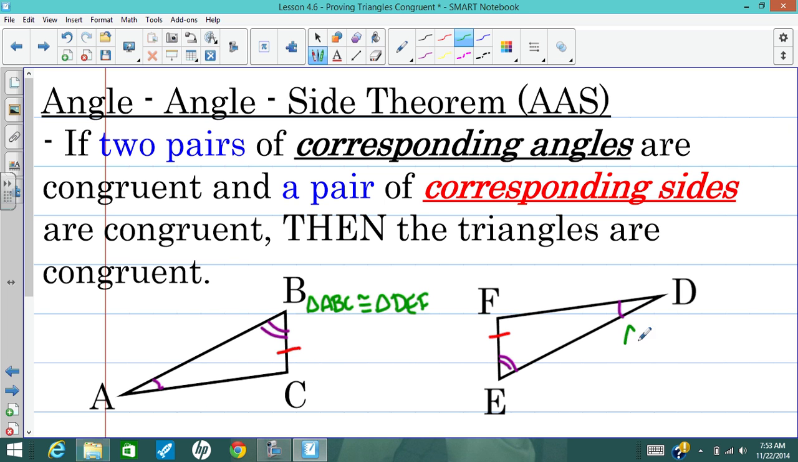So again, I can label what I have corresponding and congruent, and I almost end up with angle-side-angle-side. So after we show that they're congruent by angle-angle-side, we can assume now, or know, that angle C is congruent to angle F, AC is congruent to DF, so on and so forth. All the corresponding parts are congruent because we now know that these two triangles are congruent.